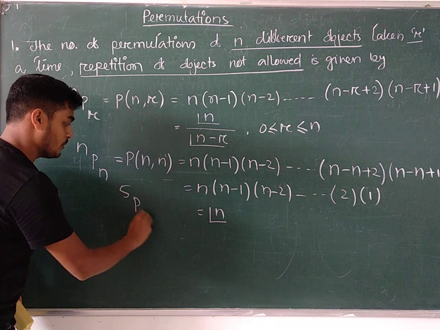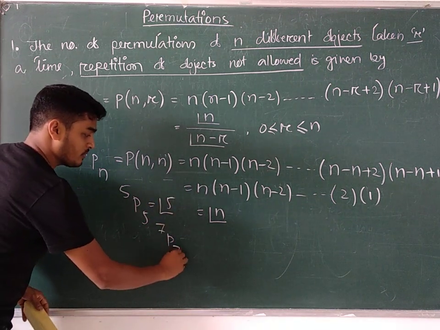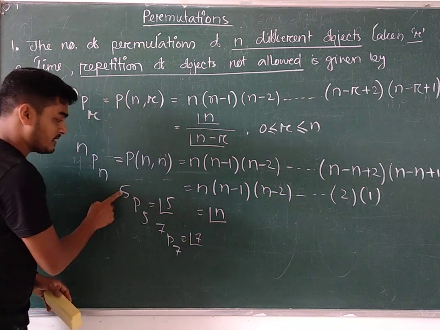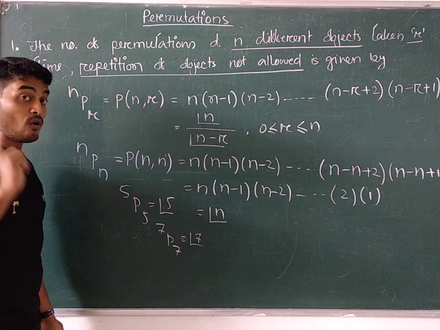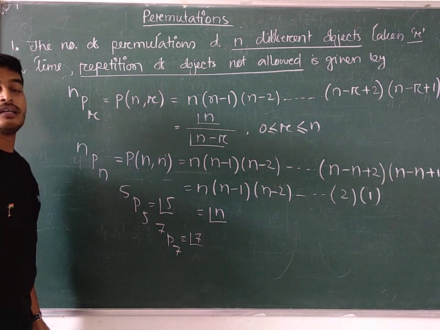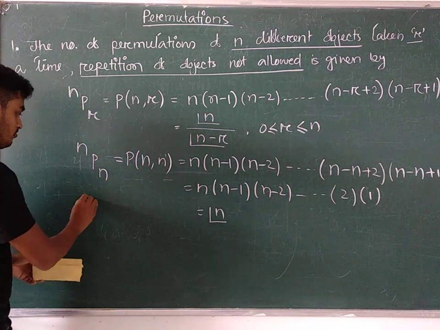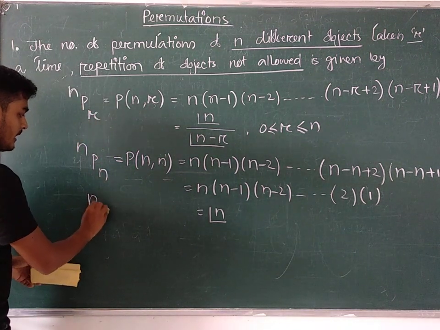So that's why its value will be factorial of n. 5P5, what is the value? Without having to work it out, you can write factorial of 5. 7P7, what is the value? Factorial of 7. Remember that these two numbers are always positive integers. These are always positive integers. Is it clear? Then what is the value of nP0?